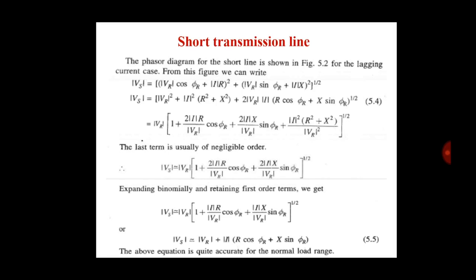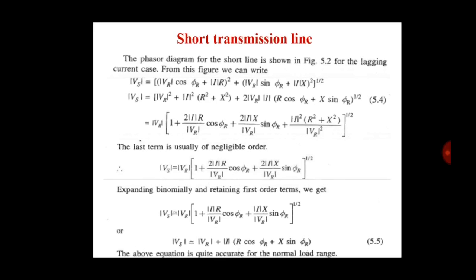Now we find the magnitude of Vs, so here we write this equation. Taking VR common: VR square plus I square in the bracket r square plus x square, and cos square plus sin square is equal to 1. So the equation becomes VR square plus I square in the bracket r square plus x square plus 2VR I times r cos phi r plus x sin phi r, whole square root.